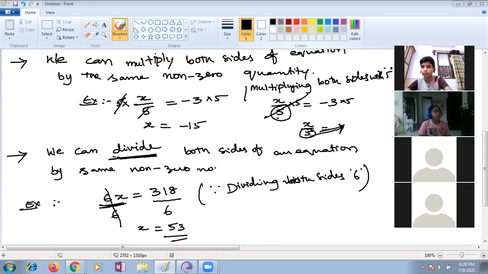Just remember this: to solve a simple equation, we can add the same quantity to both sides, we can subtract the same quantity from both sides, or we can multiply by a non-zero number. In the same way you can divide. Those are the only 4 points you are supposed to remember.